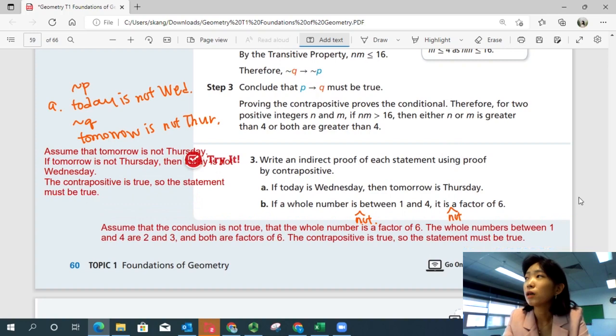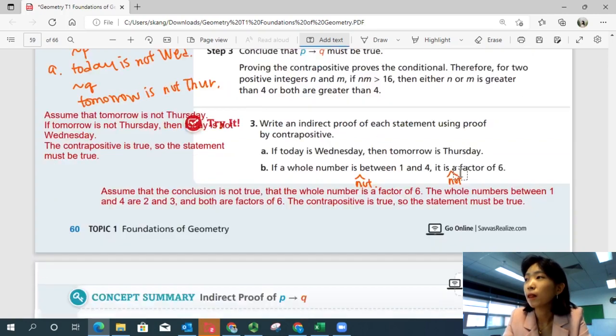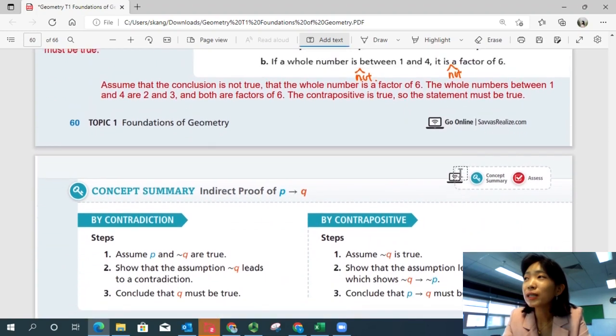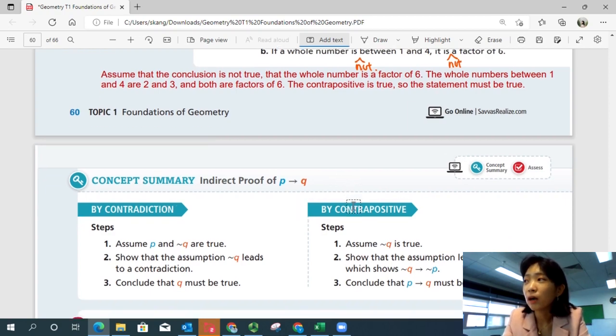There you go. That is called an indirect proof by using contrapositive. All right, that was it, guys. Let's summarize our lesson. So what did we learn? Indirect proof of conditional statements by contradiction or by contrapositive are shown. So the steps for proving by contradiction: assume P and not Q are true, and you're going to show the assumption not Q leads to a contradiction, and you're going to conclude that Q must be true.